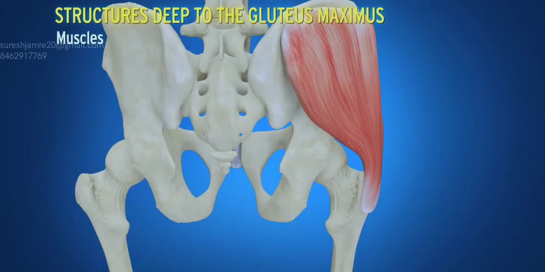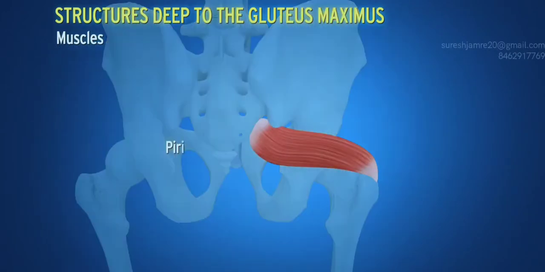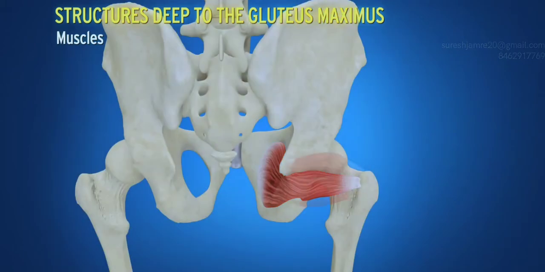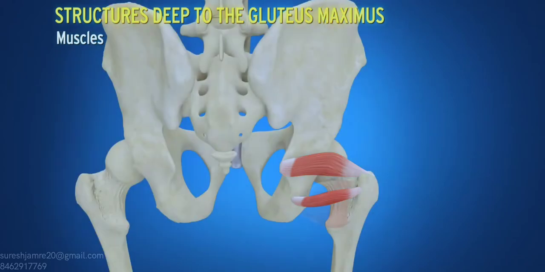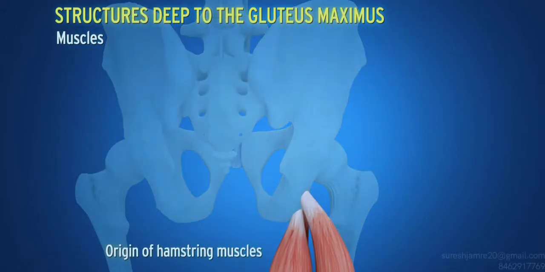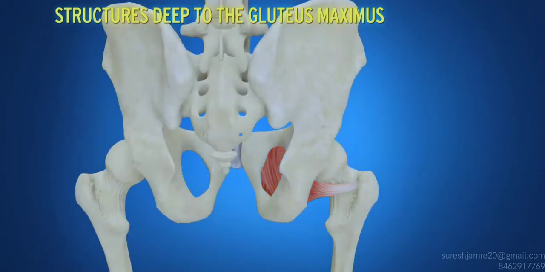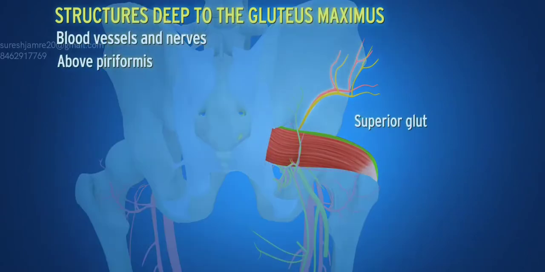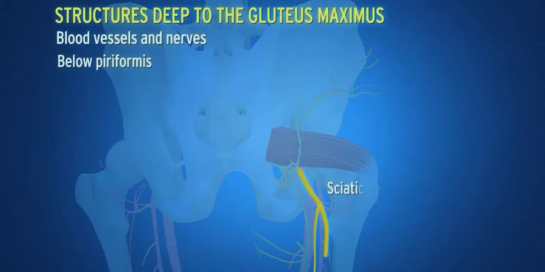Muscles: gluteus medius, gluteus minimus, piriformis, obturator internus, superior gemellus and inferior gemellus, quadratus femoris, origin of hamstring muscles, obturator externus. Blood vessels and nerves: above piriformis, superior gluteal vessels and nerves. Below piriformis, sciatic nerve.